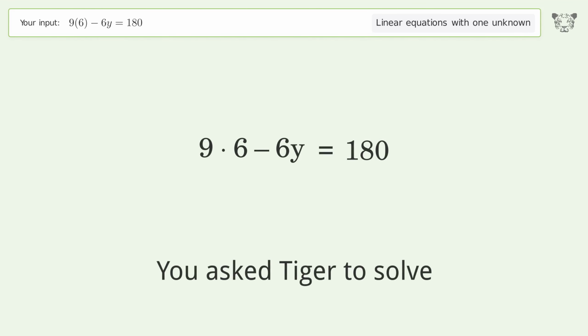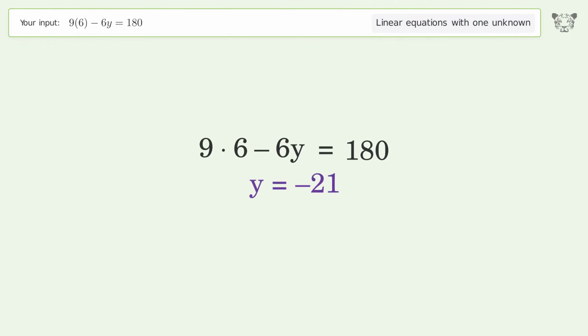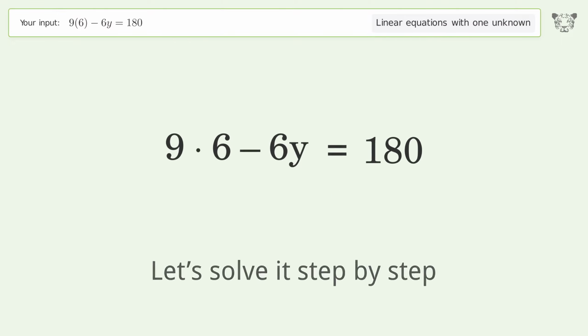You ask Tiger to solve. This deals with linear equations with one unknown. The final result is y equals -21. Let's solve it step by step.